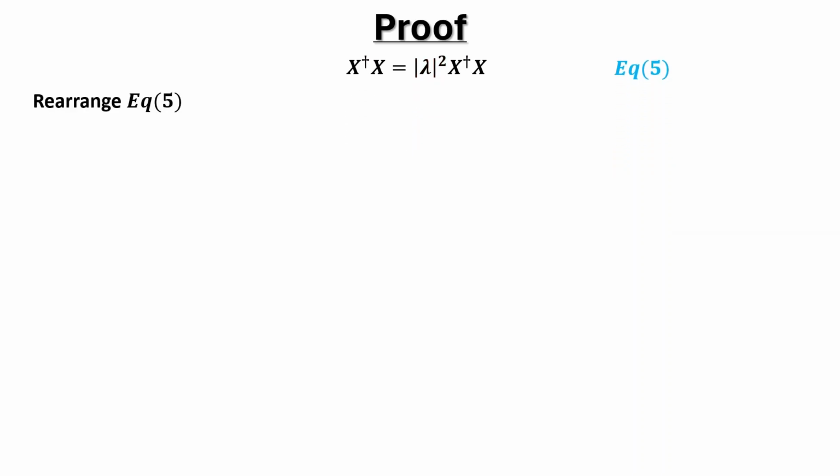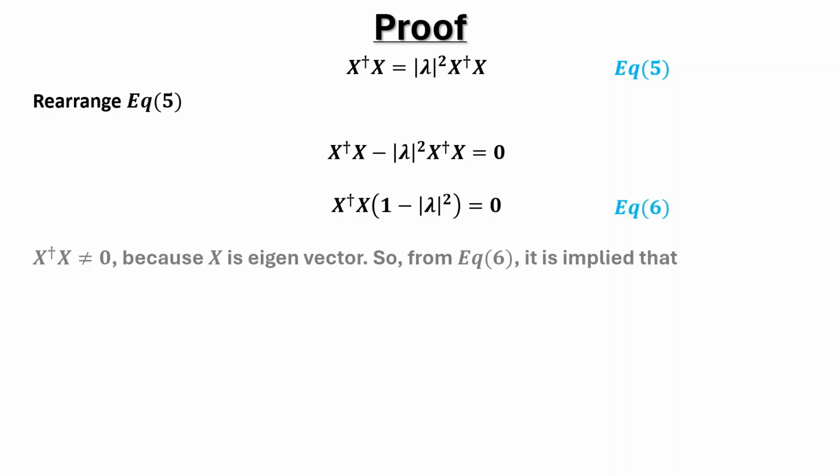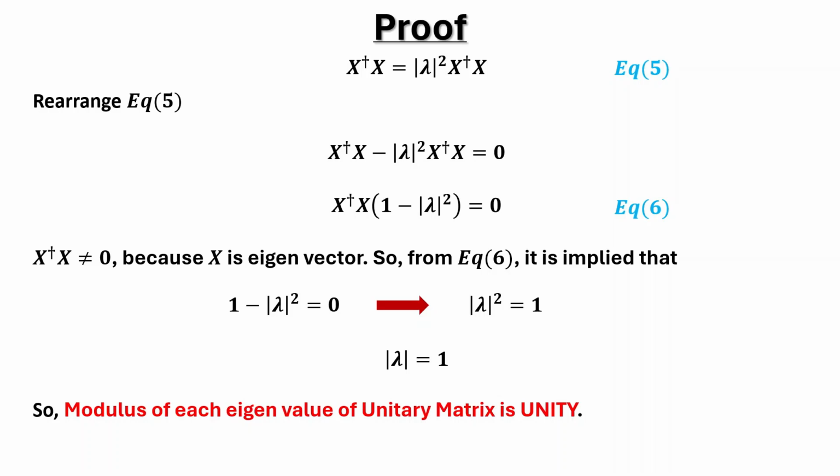Rearrange equation 5. We have equation 6. Now the product of x dagger with x cannot be 0 because x is an eigenvector. So from equation 6 it is implied that 1 minus the square of mod lambda is equal to 0, which further gives the square of mod lambda is equal to 1, which gives mod lambda is equal to 1. So the modulus of each eigenvalue of a unitary matrix is unity.